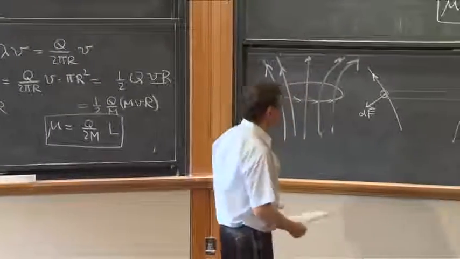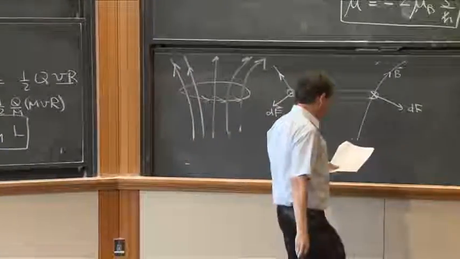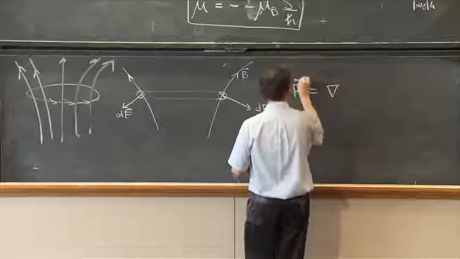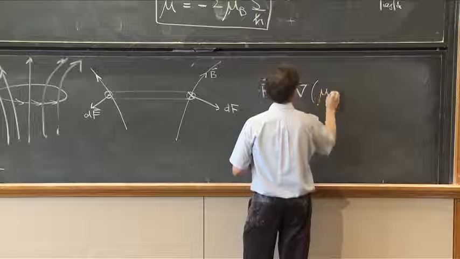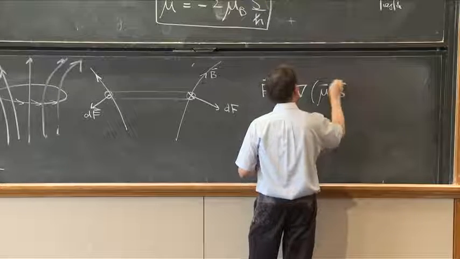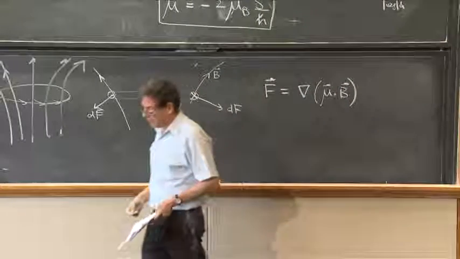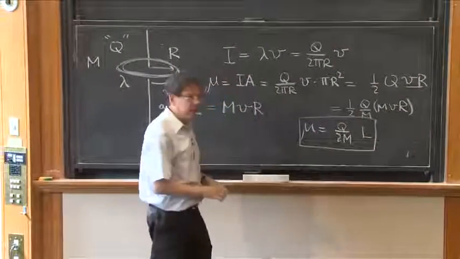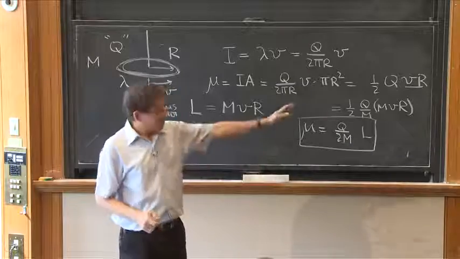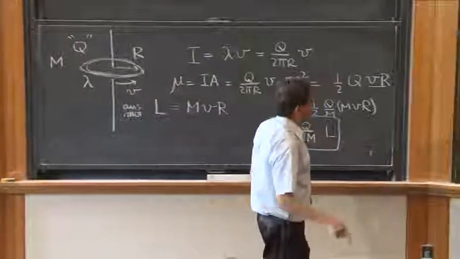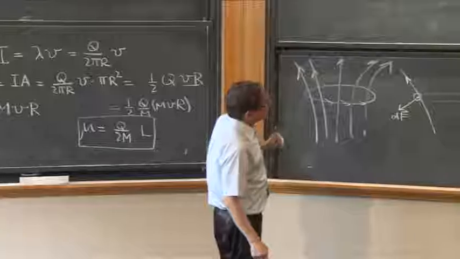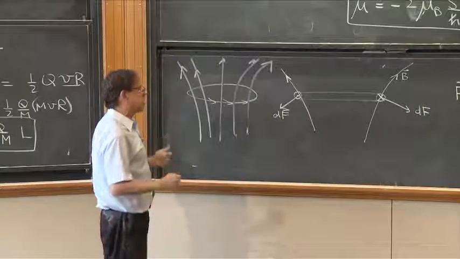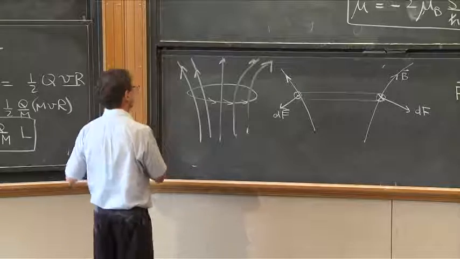So what is the force really given by? The force is given by the gradient of mu dot B. This is derived in E&M. I will not derive it here. It's not really the point of this course. But you can see that it's consistent. This is saying that the force goes in the direction that makes mu dot B grow the fastest.